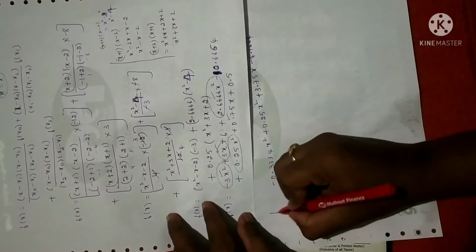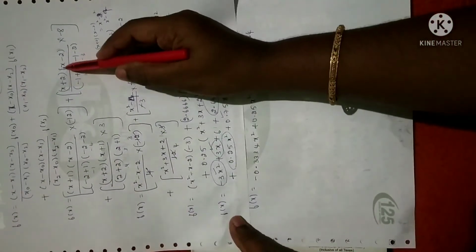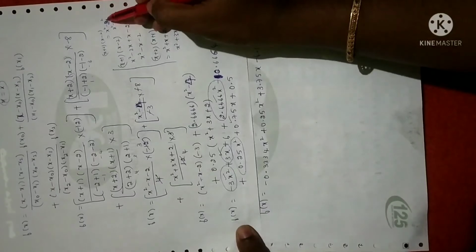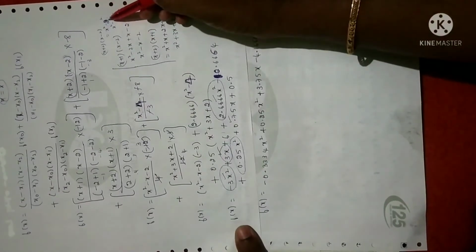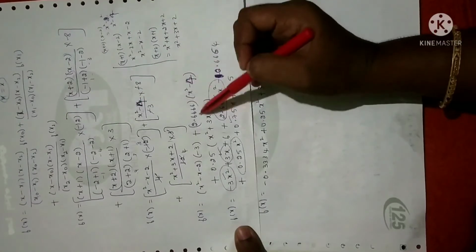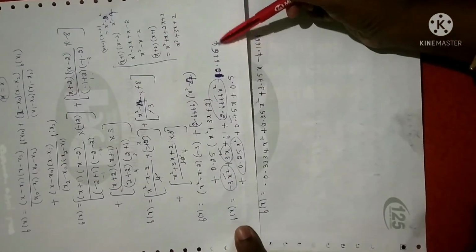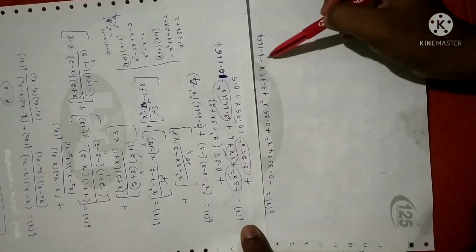What I have done is, while simplification of x plus 2 into x minus 2, in place of 2 I have written 4 previously. So make it 2 square. 2 square will be 4. So you just make 4. Now as usual, 2.66, 8 by 3, is 2.66 multiplied with 4 will give you 10.6664. Now simplification of all constants, you will get this.